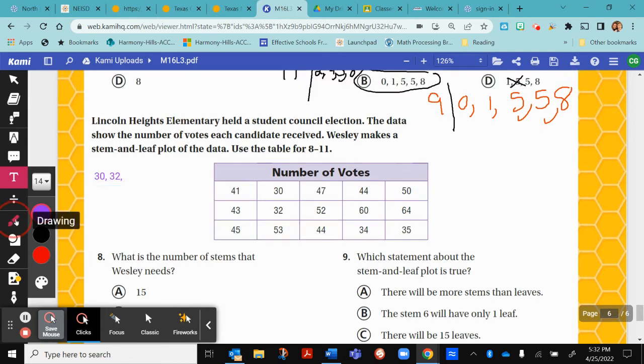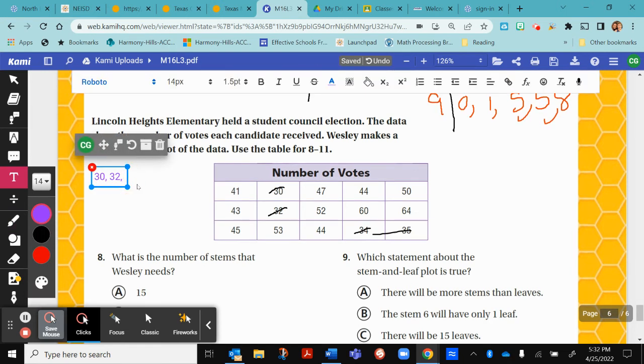So I have 30, 32. What's the next one? Oops, 34 and 35. So I'm going to go ahead and type that out here. 32, 34, and 35. Now I'm going to my stem 4. That's my 40s. And I have 41 is my smallest.